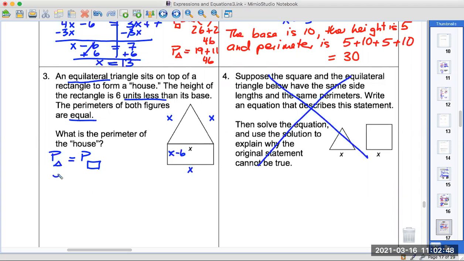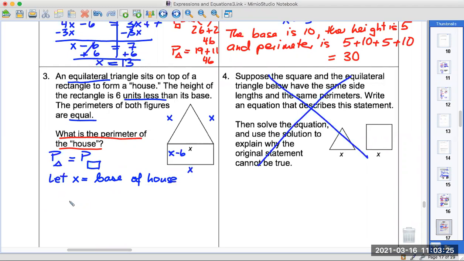Okay, so now let's identify a variable. Our question is, what is the perimeter of the house? I know that's what I eventually have to answer, but to do that, I need to find x. So I'll say let x be the base of the house, because I could also say it's the side of a triangle, but I'm just making it short.